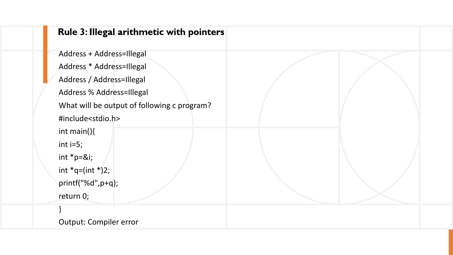Let's see the output of this program. Integer I equal to 5, integer pointer p points to the address of I, and q holds the address of integer pointer q 2. So printf percentage d p plus q. We are trying to add two addresses, that is the address of I and the address of integer pointer 2, which is also an address. So we are trying to add these two.